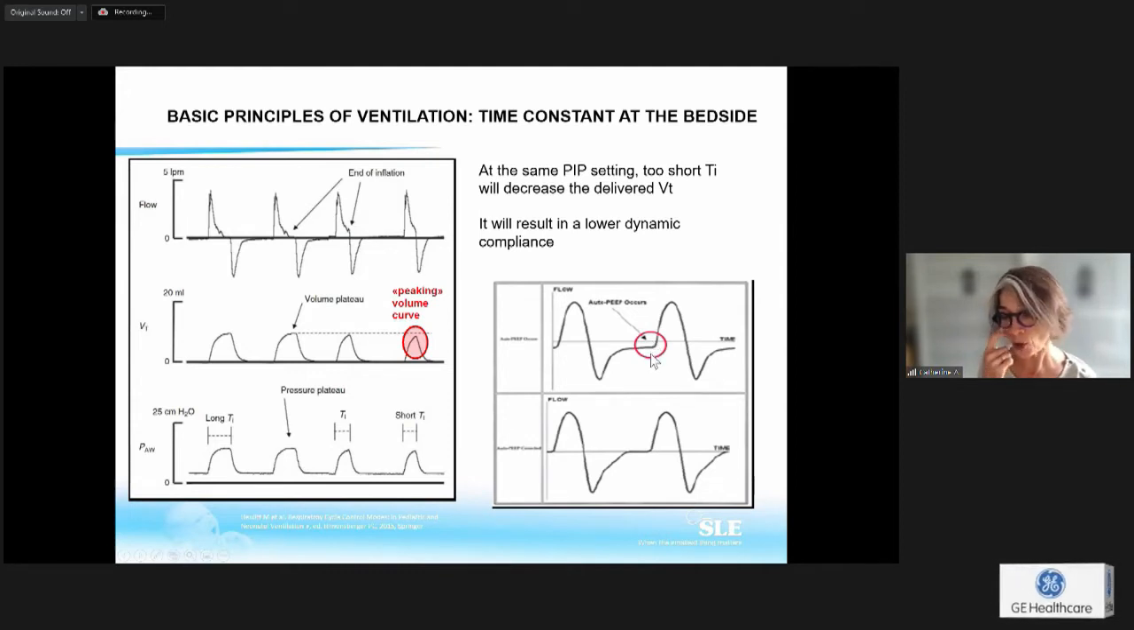If we have some auto-PEEP, you will see your tidal volume going down. You will see that your compliance will go down. Your SpO2, of course, will go down. Your CO2 will go up, and you might end up also with a pneumothorax.